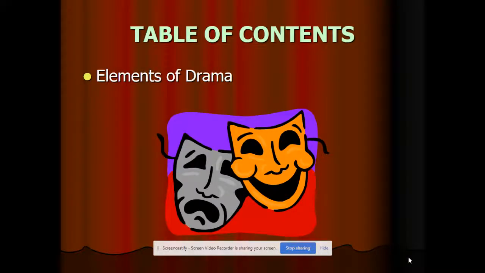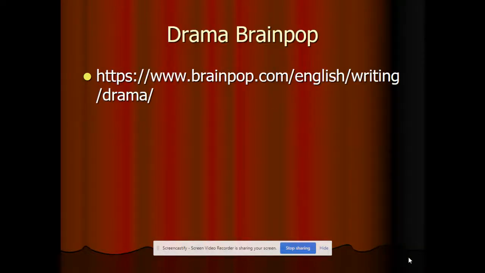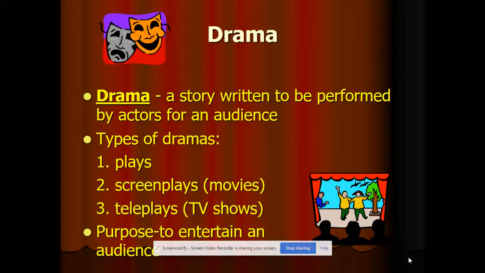Okay, so we're going to look at the elements of drama and some notes that we can take for that. So this is going to be in a blank page in your composition book. When I talk about drama, I'm talking about the genre of literature that has to do with plays. There's a Brain Pop that we watched in class that dealt with the beginning of drama. And here's where our notes start.